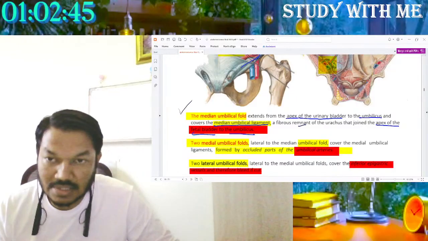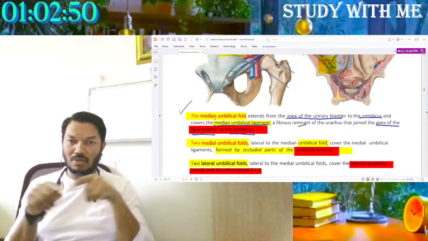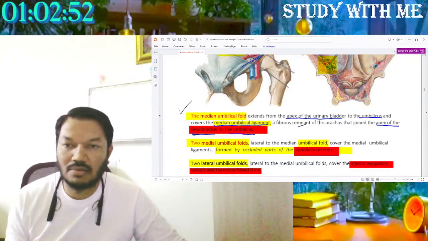But here we are discussing the median umbilical fold, which extends from the apex of the urinary bladder to the umbilicus during intrauterine life.